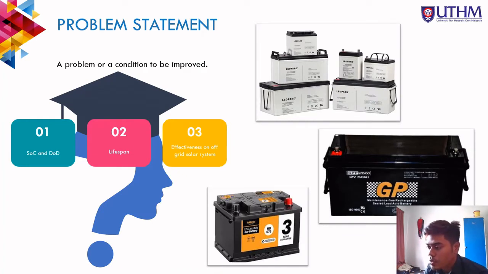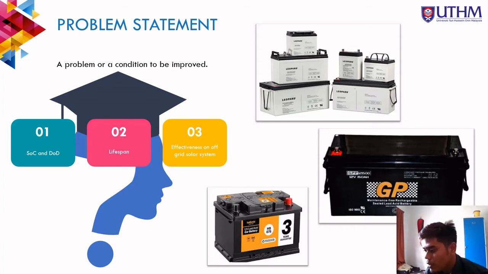Okay, for the next part is the problem statement. So basically my research has three problem statements. First and foremost is the SOC and DOD. For lead acid batteries, the maximum depth of discharge is usually at or below 50%. The DOD is significant because keeping to it offers the battery a longer lifespan. To avoid needing to discharge lead acid batteries below 50% of SOC, the nominal capacity of the batteries must be improved.